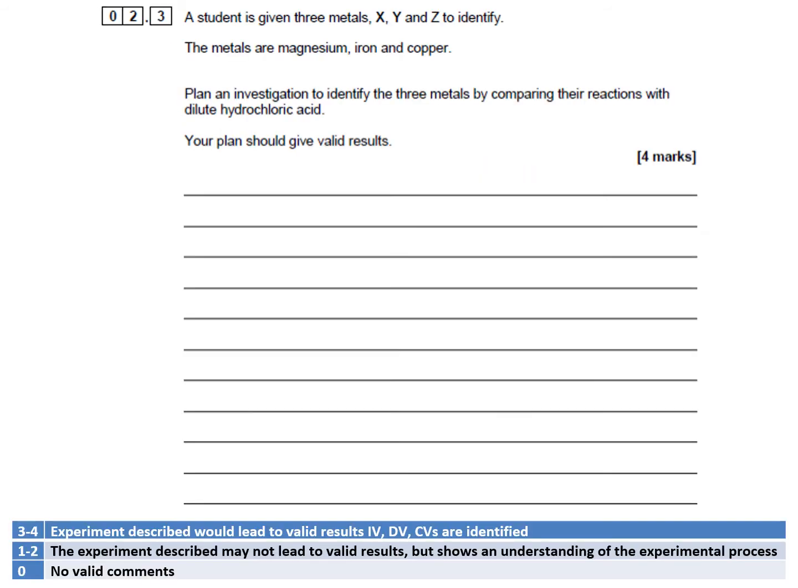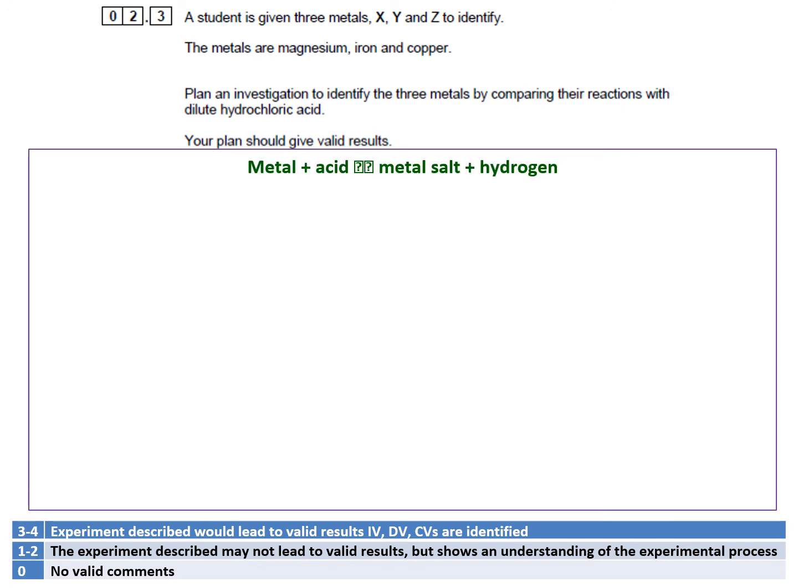Part 3, again a longer answer, so we're looking for planning your investigation, thinking about the steps that allow you to identify those metals, magnesium, iron and copper, and make sure that you explain what the results are going to be. So we could be looking at a reaction between the metals and the acid, therefore we're looking at the formation of salt. You won't see the metal salt because it's dissolved in water, and hydrogen gas being given off.